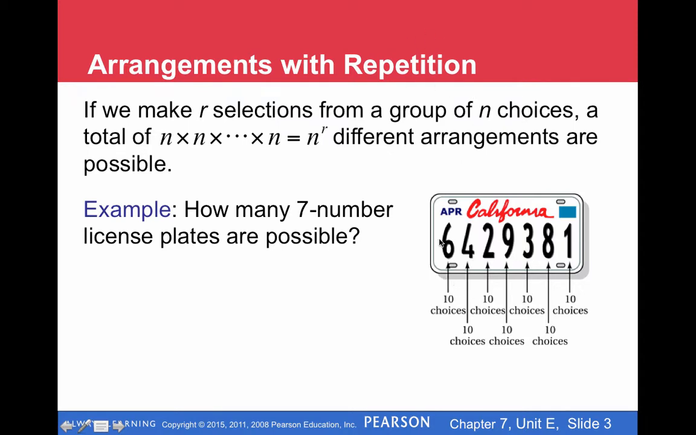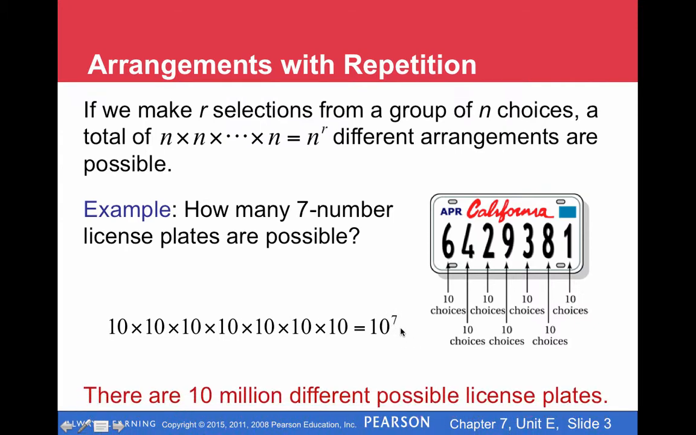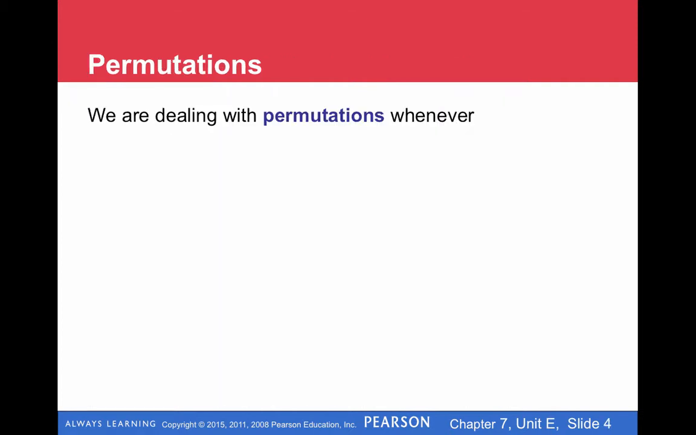In a license plate, it's okay if you have a 6 and then have a 6 later on in the license plate. So there are 10 choices for each one. Repetition is allowed here, even though this example doesn't show it. So if we want to know how many 7-number license plates are possible, we take 10 times itself 7 times. We get 10 to the 7th, 10 million different possible license plate combos.